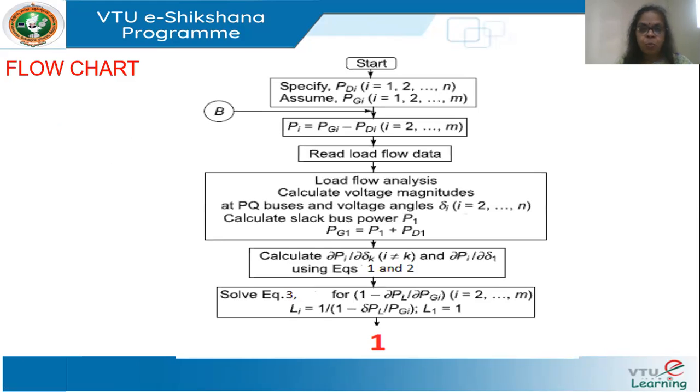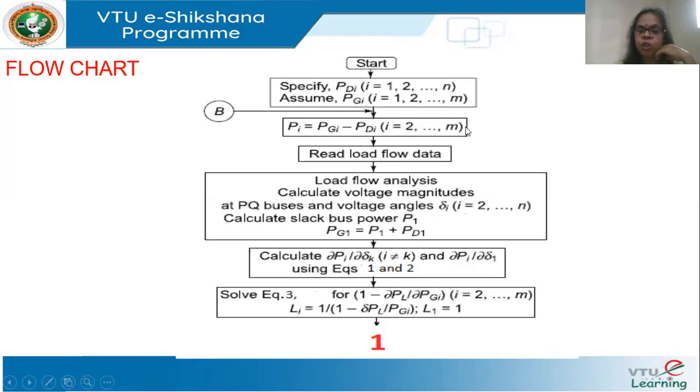So now let's put everything in a flow chart, which would concisely explain whatever we have discussed. I start and I specify the demands at all the buses, and I assume the generations at all the buses from 1 to 2 to n. So 1 is the slack bus. You need not allocate any generation in the beginning. You can calculate later. So Pi is equal to PGI minus PDI.